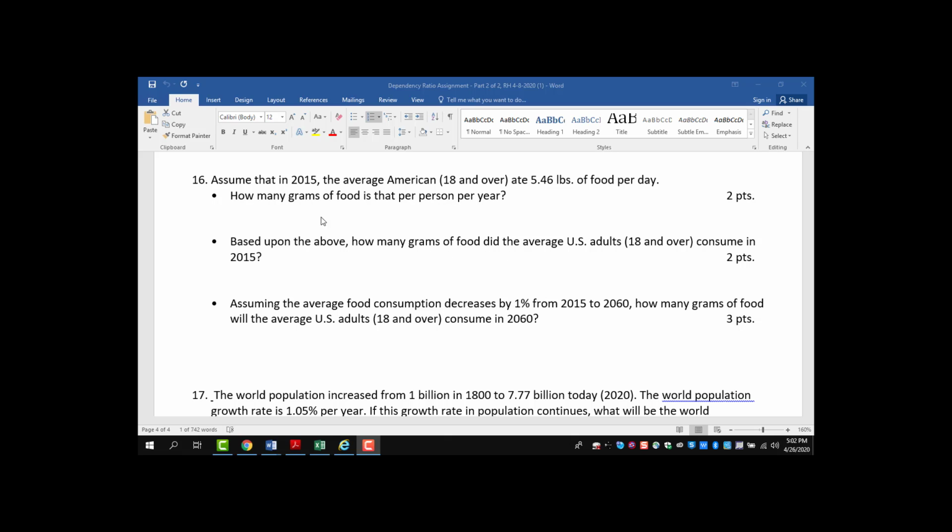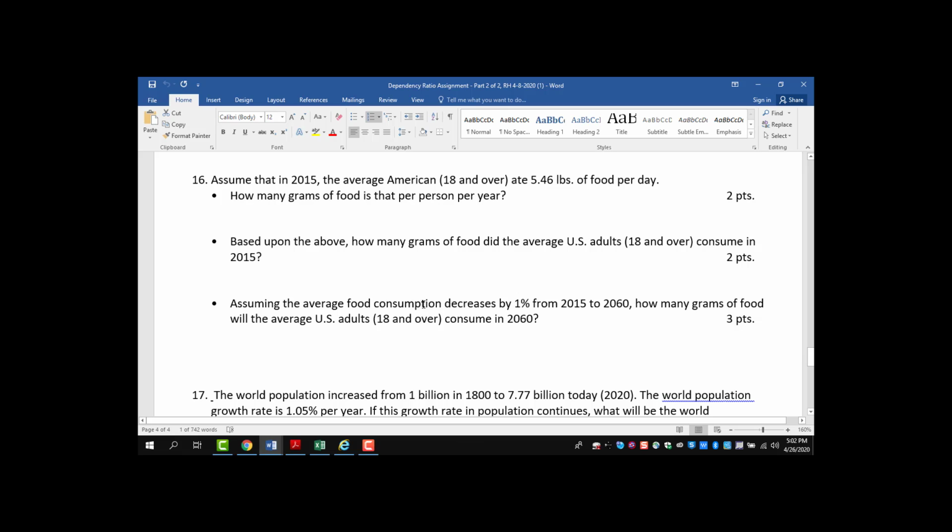Well, let's think about that one. Well, it seems to me if you made the first conversion, that's the answer. You can take the answer and divide it by 365, but why bother? Because the first conversion gives you the answer.